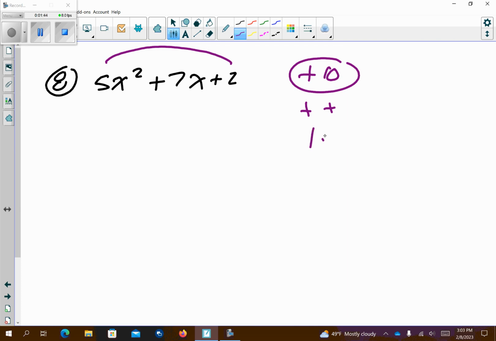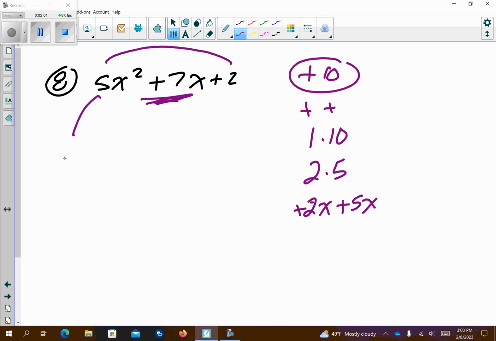So 1 times 10 gives me 10. Can I add 1 and 10 to get 7? Nope. What about 2 times 5? Do 2 and 5 add up to give 7? Yes. So I'm going to put positive 2x and positive 5x, and I'm going to replace the 7 with it.